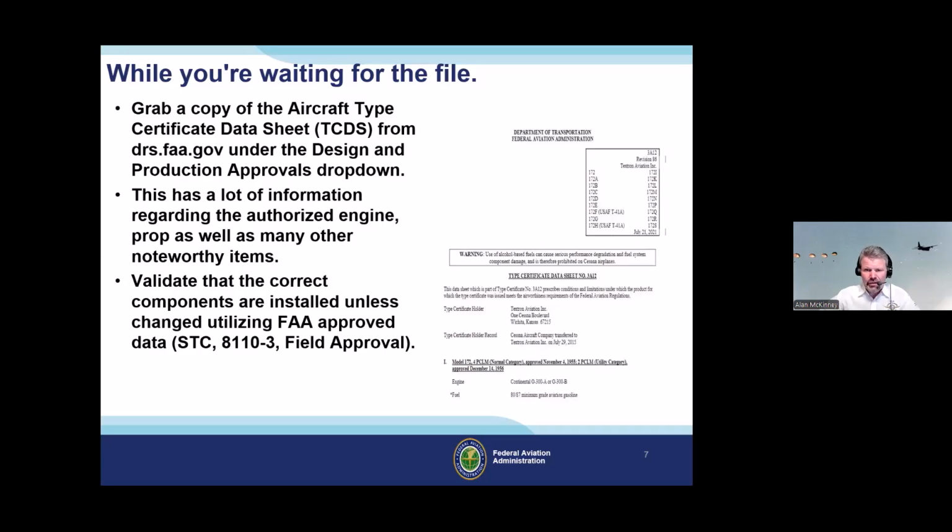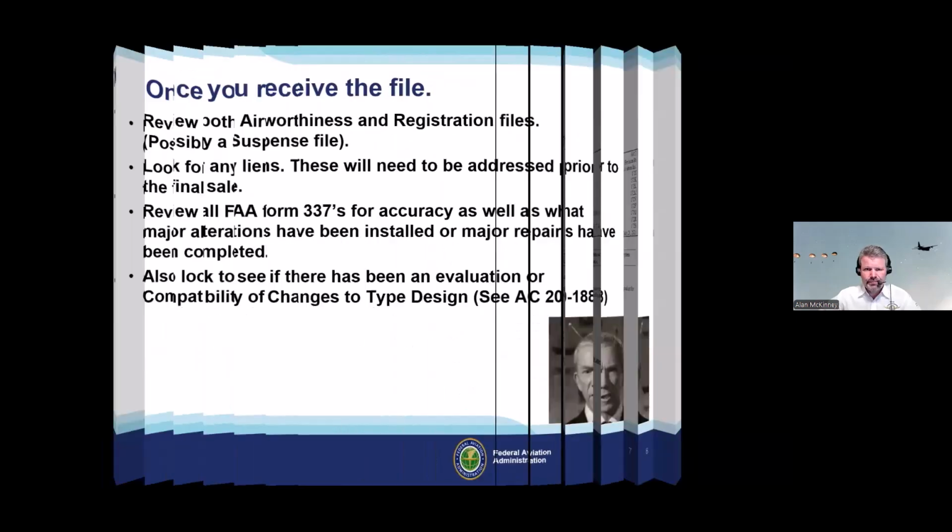It's free. You can find TCDSs at drs.faa.gov under certificates, and you can find the one by make and model, and you can print it out and save it as a PDF so that you've got it. And because of all the information, you literally can use some of that as a checklist, if you will.